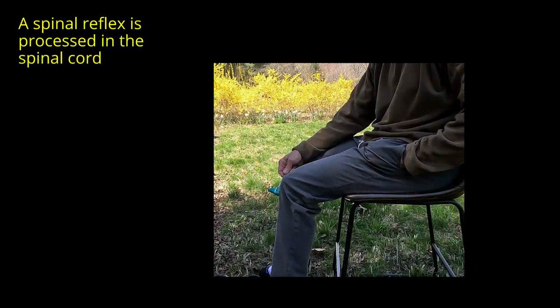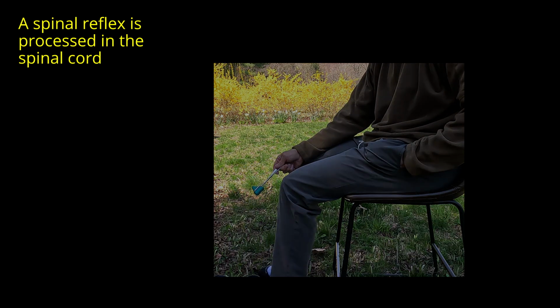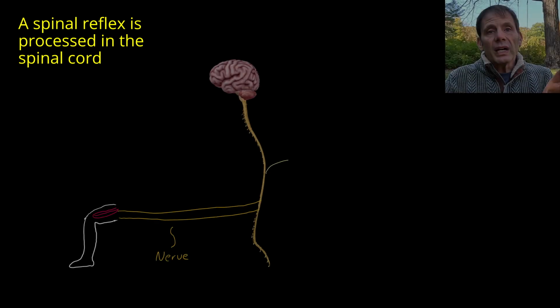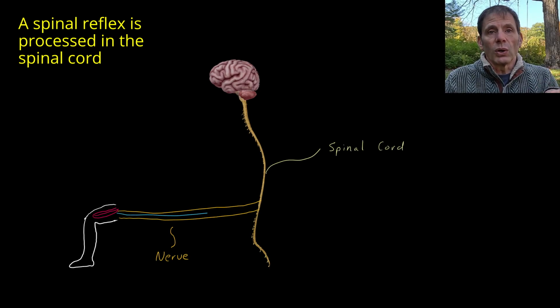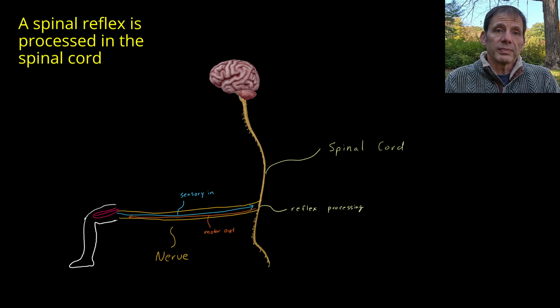If humans are going to function in the world, we have to sense and respond to changes in our peripheral tissues. An example is this stretch reflex, where if the patellar ligament is stretched unexpectedly, my muscles contract to counteract that stretch. The reflex is processed in the spinal cord, and the signal doesn't have to go to the brain for the reflex to happen.